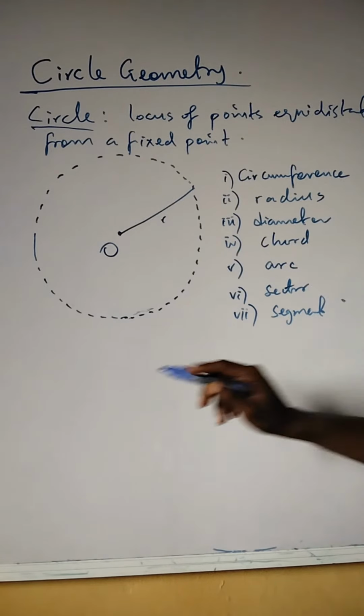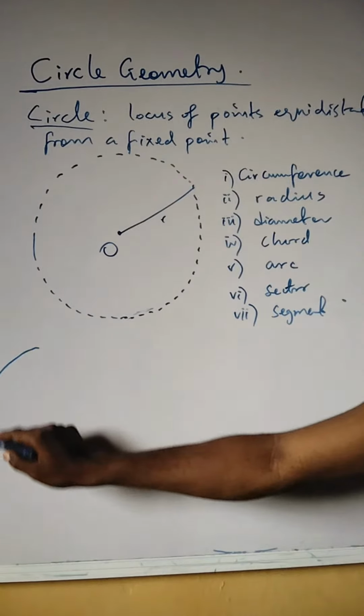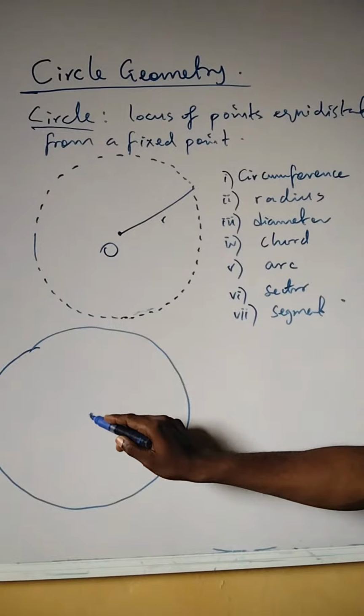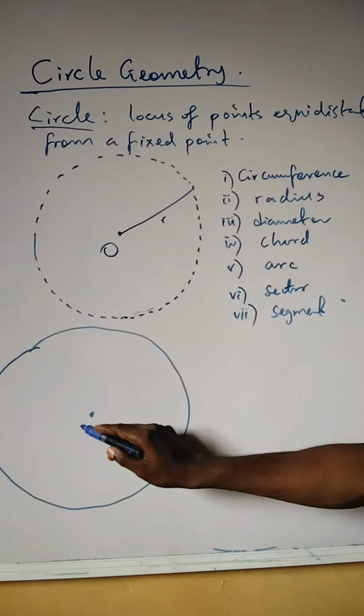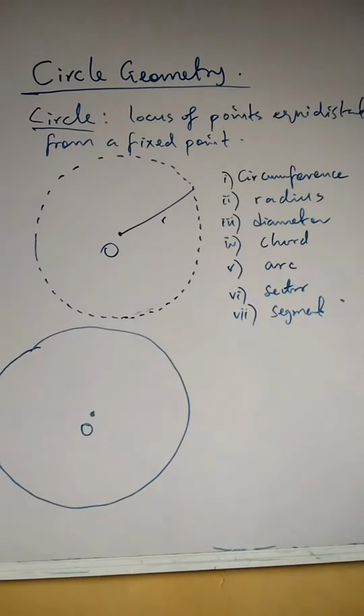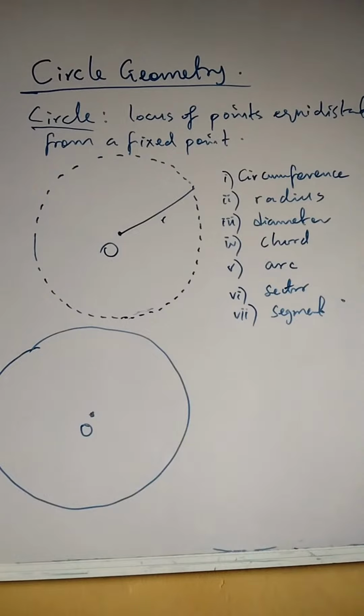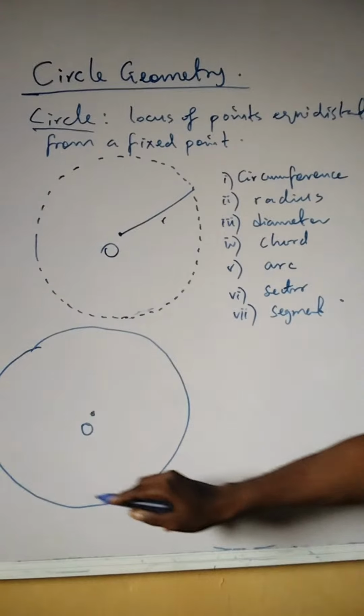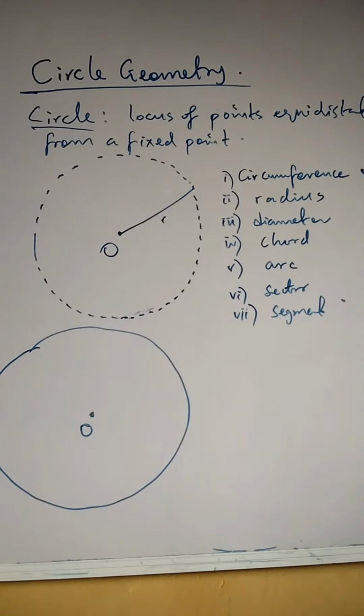Now let's consider this circle, which has center O. What is the circumference here? Circumference is the distance around the circle. This movement around the circle is what is called circumference. That's the first part of a circle that we should be familiar with as far as circle theorems are concerned.